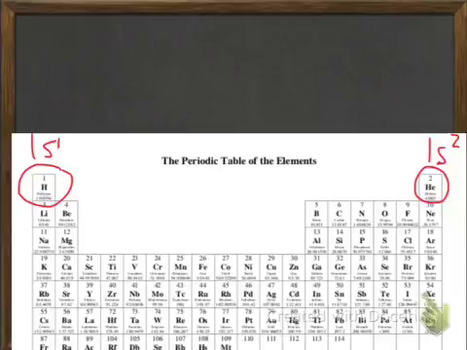Well, look at that. There are only 2 elements in the first period. How many electrons can we fit on the first main energy level? 2. Huh. Coincidence? So, I'd like you to write the electron configuration notation for lithium.